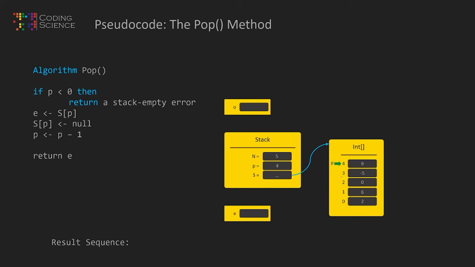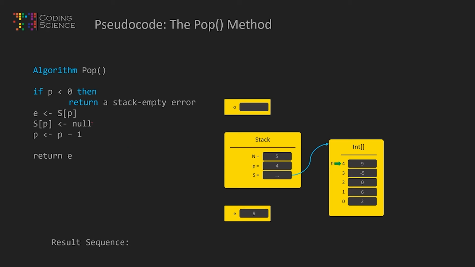So let's start with the first element. We start on top because it's the latest element that has been pushed into the stack. P is at 4, so we're here. The first thing we do is check if P is inferior to 0. In this case it's not, it's 4. So we will ignore the error and go to the next step. Now, as we've seen, this takes the value in S at the position P. So here 4, this is 9, and it will put it in E.